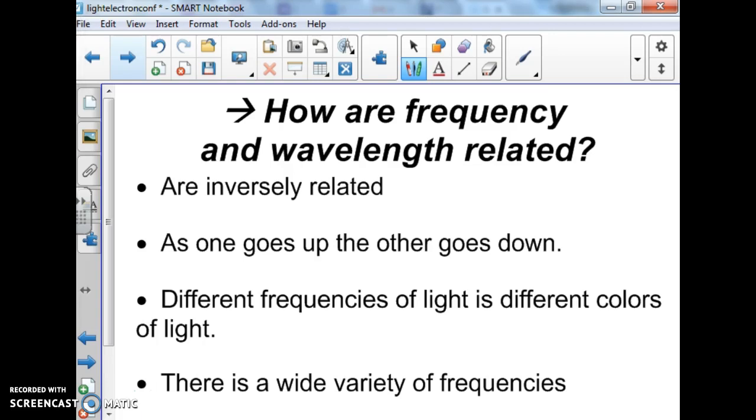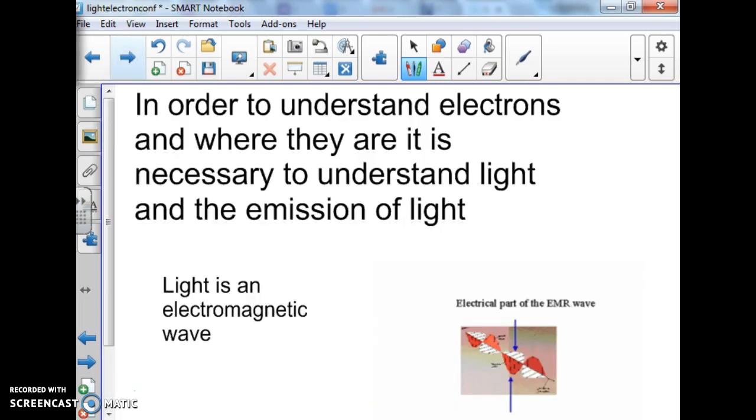We're going to write down these 4 bullet points. So, nothing to write down for this slide. But in order to understand electrons, remember what the electrons are. Electrons are on the outside, in what we call the energy levels, or the electron cloud. We have to understand how light and electromagnetic waves work, and that's what we're getting into here.